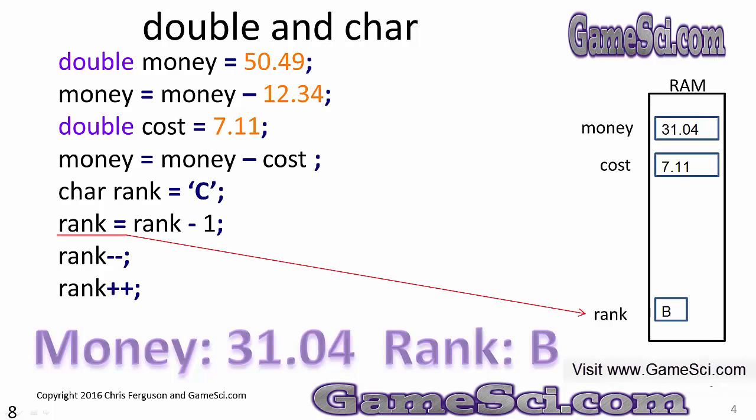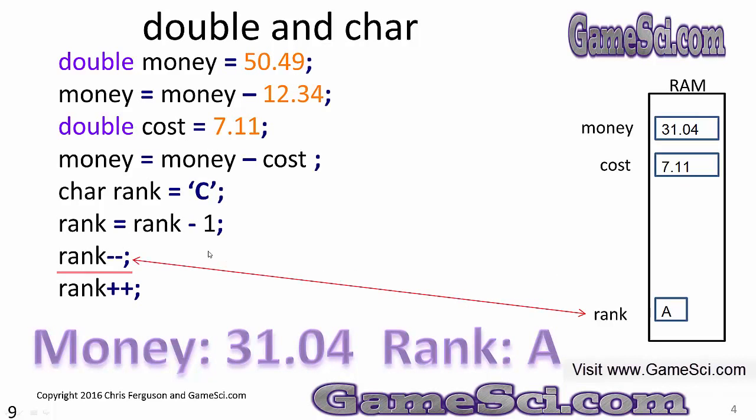Let's do it again, but let's use a new special way to change a variable. This is called the minus minus, or decrement, operator. Turns out we add 1 and subtract 1 from a variable quite often. And the minus minus, or decrement, operator subtracts 1 from the variable rank. Notice how the rank changed from B to A. When you take B and subtract 1, you get A. So that's what this is.